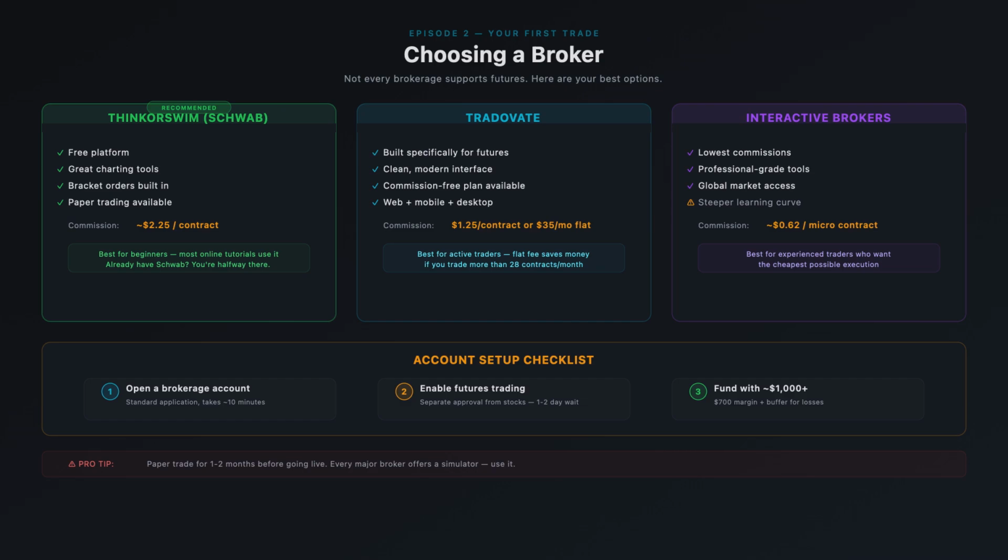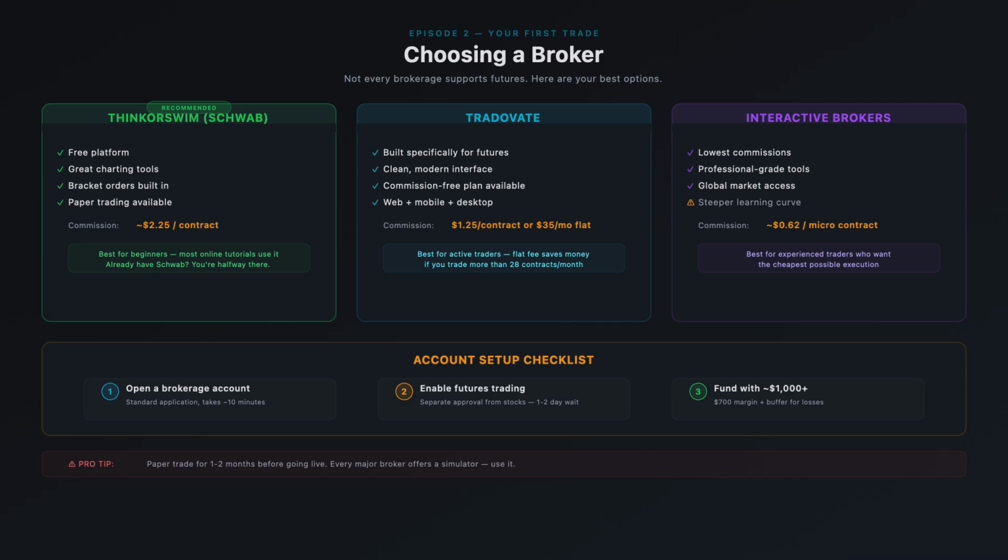Tradovate is built specifically for futures. The interface is clean and modern. They have a commission-free plan for $35 a month, which makes sense if you trade frequently. If you don't, you'll pay about $1.25 per contract. Interactive Brokers has the lowest commissions, about 62 cents per micro contract. But the interface is clunky and has a steeper learning curve. This is more of a pro tool.